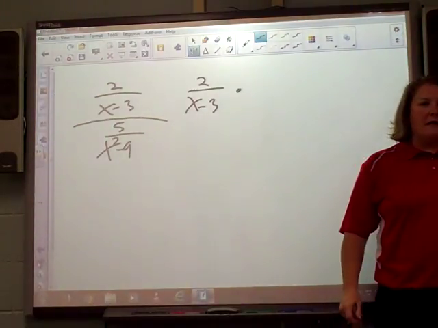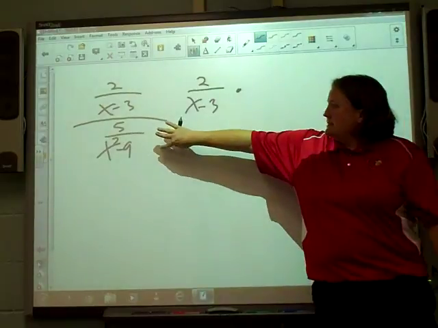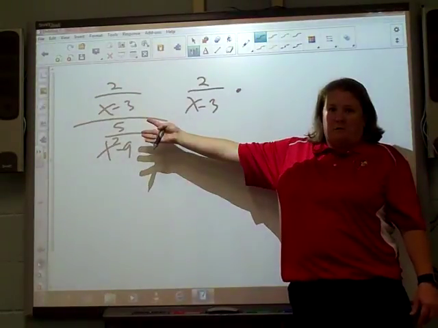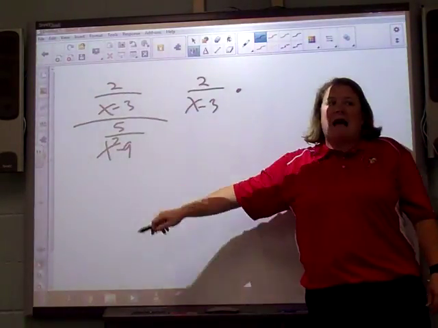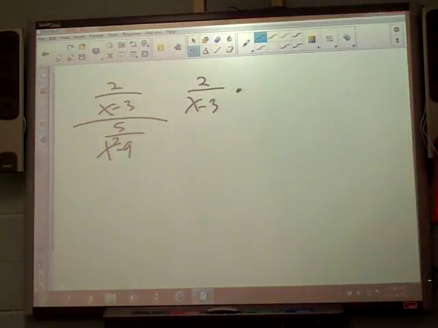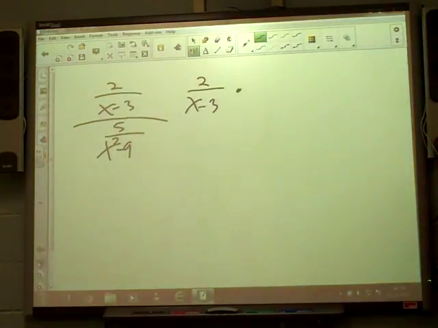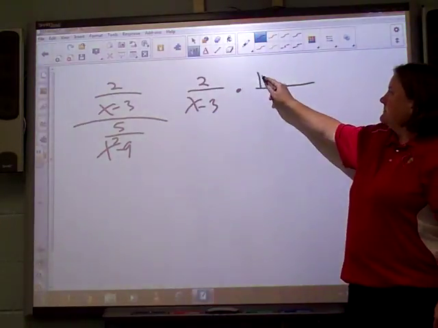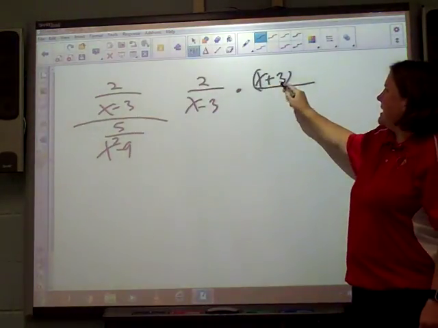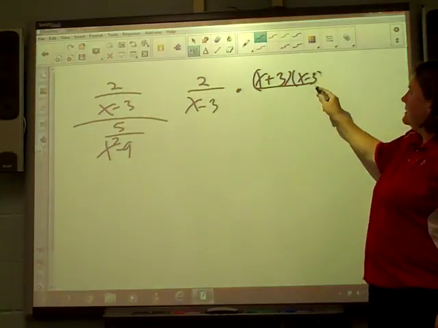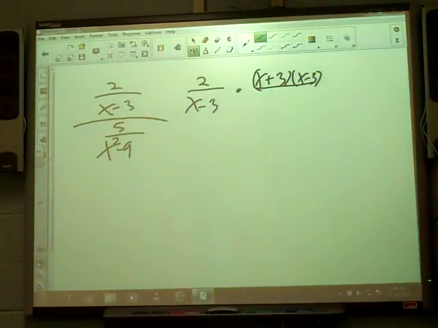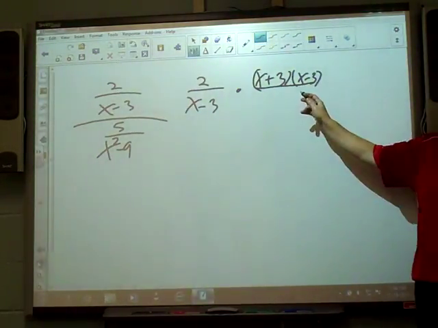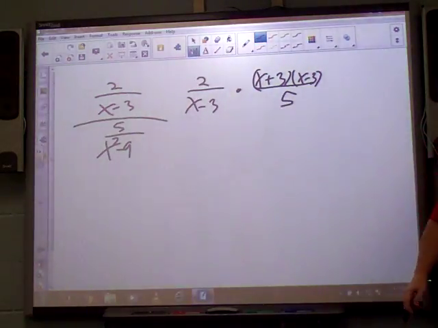Here's where you've got to realize something. When you take the reciprocal of 5 over x squared minus 9, x squared minus 9 can be broken down, and you need to do that. What's x squared minus 9 the same as? X plus 3, x minus 3. Bailey's got it. Everybody remember that? We've been factoring forever now. X plus 3, x minus 3. And then there's your 5.